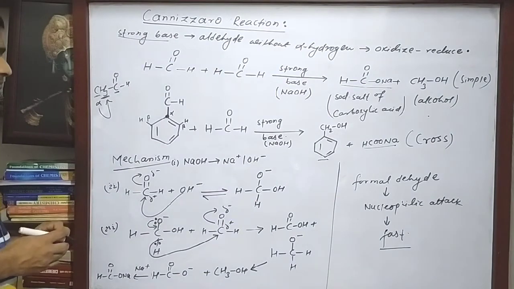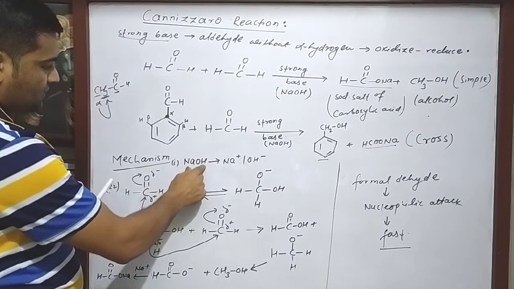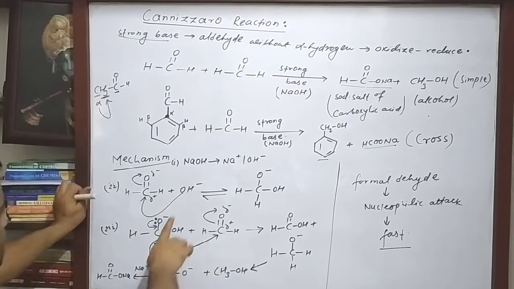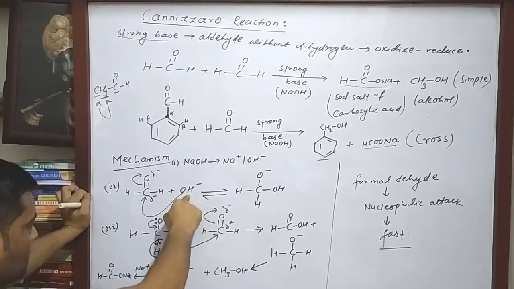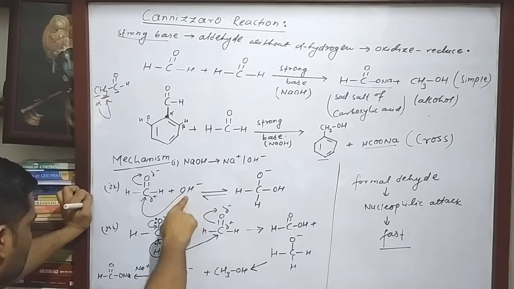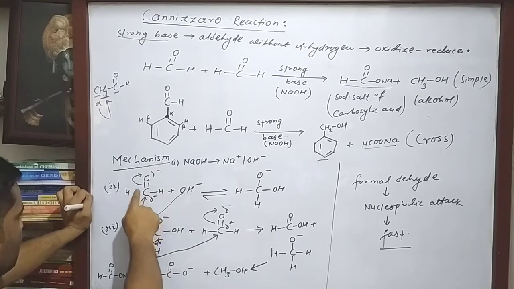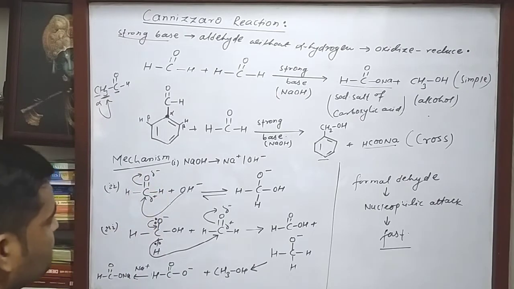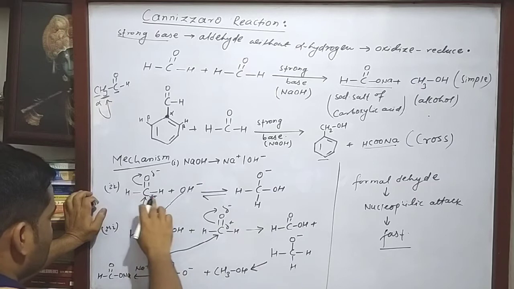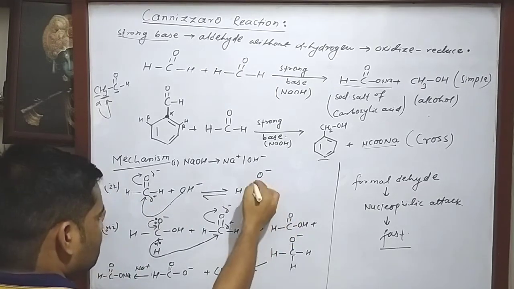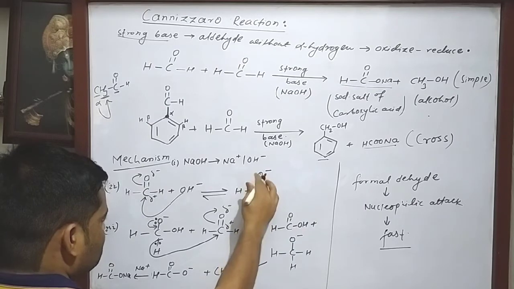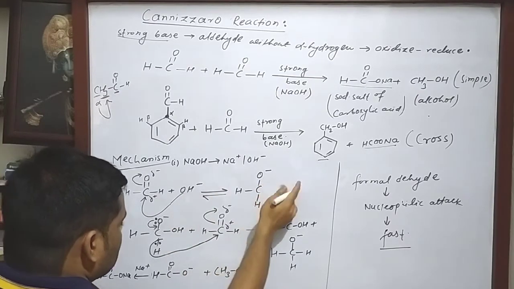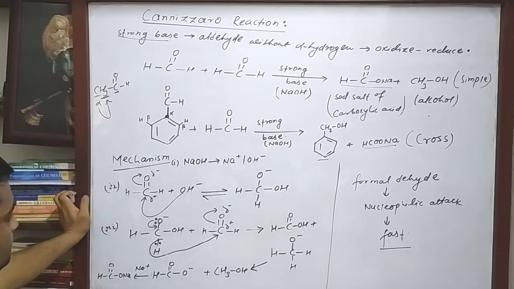And what is the mechanism behind it? At first sodium hydroxide ionizes to give sodium ion and hydroxide ion, and in the second step this hydroxide obtained from sodium hydroxide attacks the carbonyl carbon in one of the molecules, and the carbon oxygen pi bond shifts towards the more electronegative oxygen. Here the carbon contains 2 hydrogens. When this pi bond shifts towards oxygen, there is a negative charge on oxygen and a positive charge on carbon, and the positive carbon is combined with OH minus.